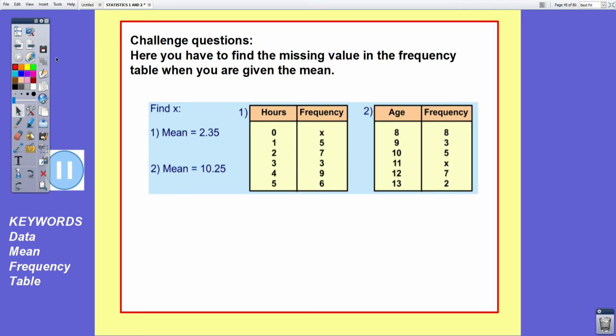Finally for today, a couple of challenge questions. This is where you're given a frequency table and you're given the mean, but there is one value missing from the frequency table. So this is a real challenge where what you've got to do is work out the missing value of x for both frequency tables. I can tell you now the first one is much easier because the number you're multiplying by is 0. The second one is significantly more difficult. Pause the video and have a go and see if you can work these through. They are considerably more difficult than the questions you have been doing.